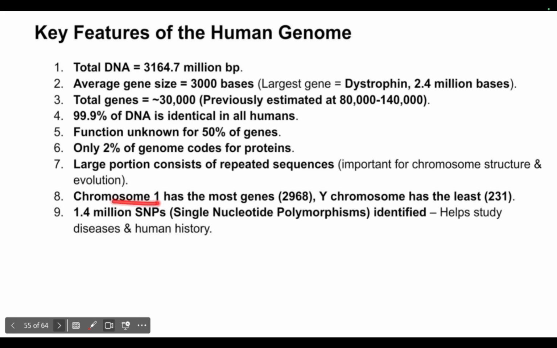Chromosome 1, which is the longest, has the most genes, and the Y chromosome has the least genes because it is the smallest chromosome. 1.4 million single nucleotide polymorphisms were also identified, which help in studying disease and human history through evolution. So these points you have to keep in mind, read them once, twice, a question is directly asked from here.